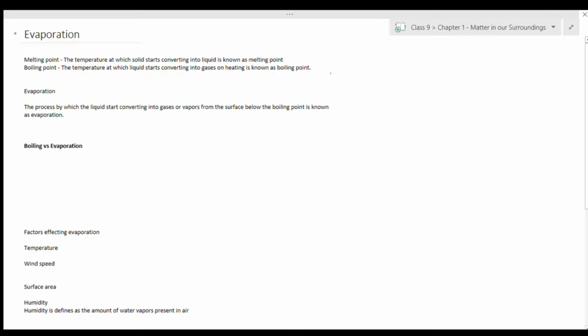But before we go to the main topic, these two definitions, melting point and boiling point, we missed in our last video. Melting point is defined as the temperature at which solid starts converting into liquid. So the temperature at which ice will start converting into water will be known as its melting point, and this temperature is 0 degrees Celsius or 273.16 Kelvin.